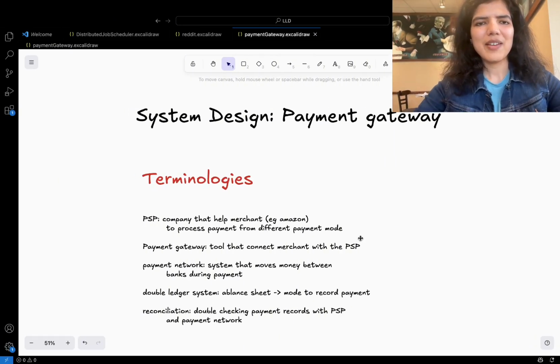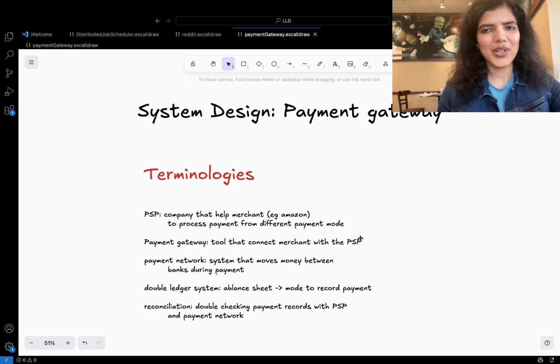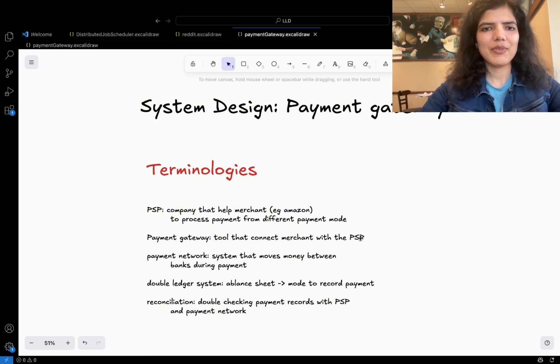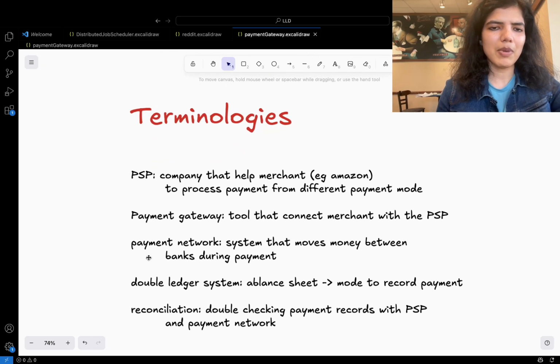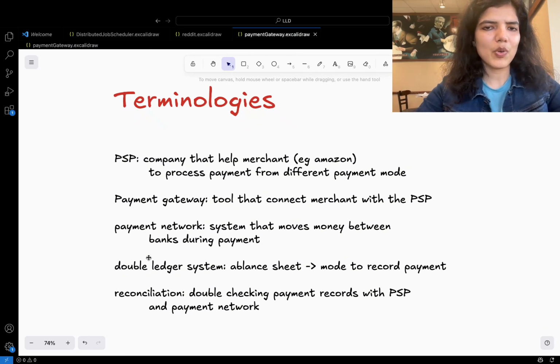Today, let's deep dive into the system design of payment gateway. Before starting that, I would want to talk about a bit of the terminologies that we want to cover about the payment gateway systems, starting with PSP. What do you mean by PSP, which is Payment Service Provider?